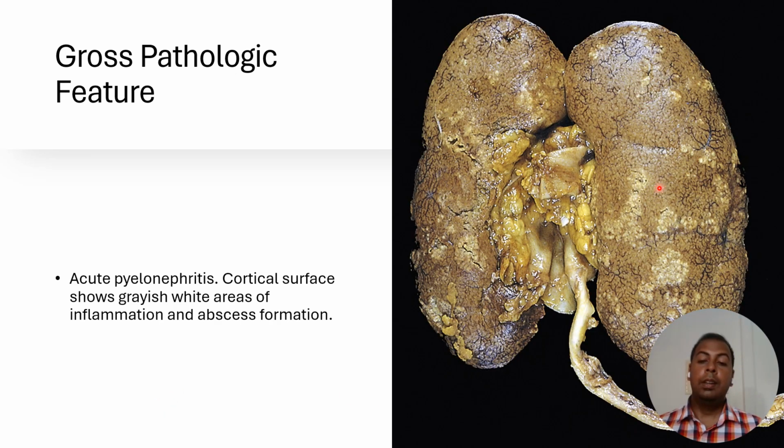So this is what a kidney looks like in a patient with acute pyelonephritis. The cortical surface shows grayish-white areas of inflammation and abscess formation. So in this image here, you could see these whitish areas on both kidneys would be sites where the abscess formation is occurring.